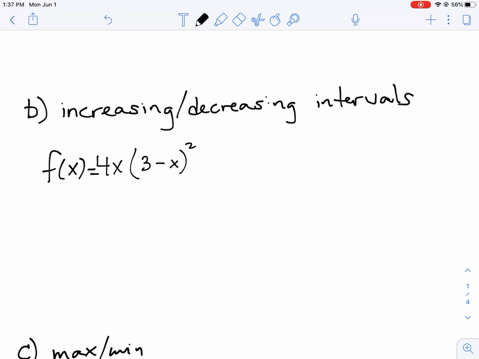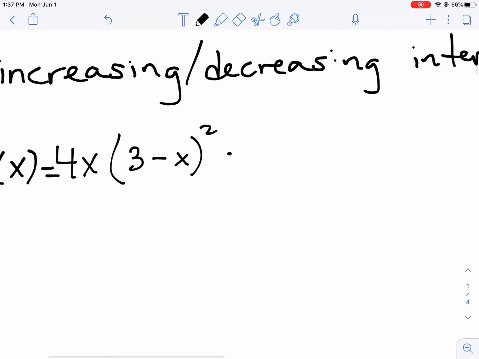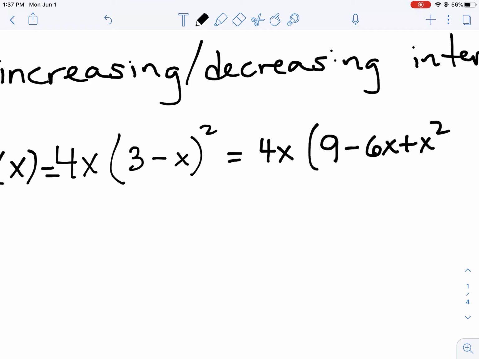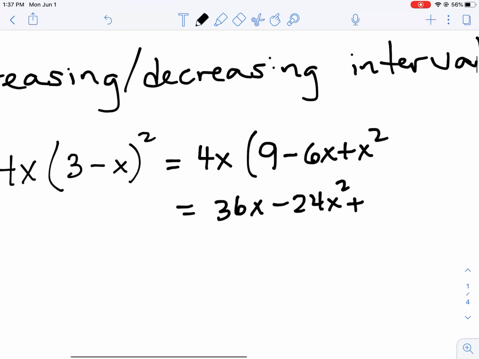And you could use your product rule if you wanted to, or you could multiply it out. It really doesn't make any difference to me. I am personally going to multiply it out because I don't want to do the product rule. So 4x times 9 minus 6x plus x squared. And then I'm going to distribute my 4x and get 36x minus 24x squared plus 4x to the third. Okay, this is way easier for me to take the derivative of than using my product rule.